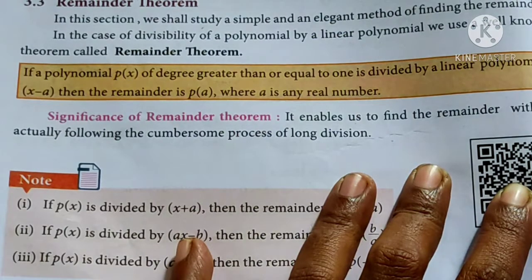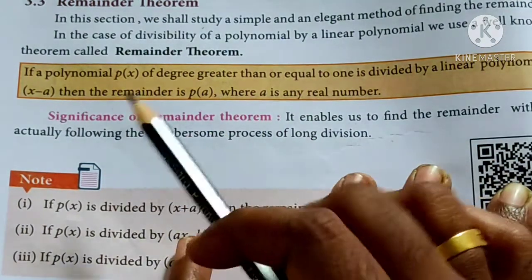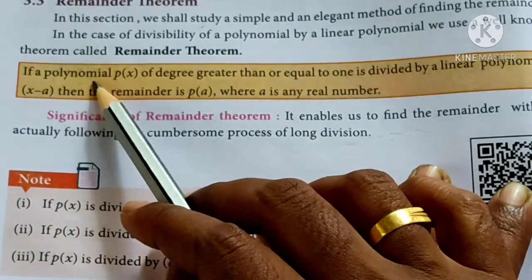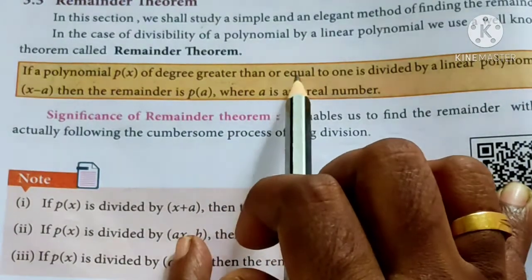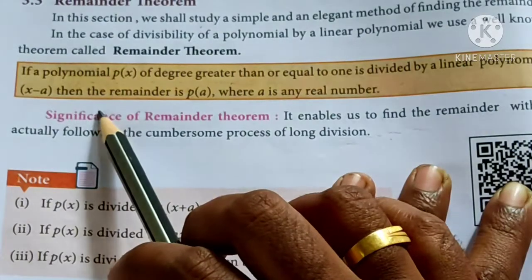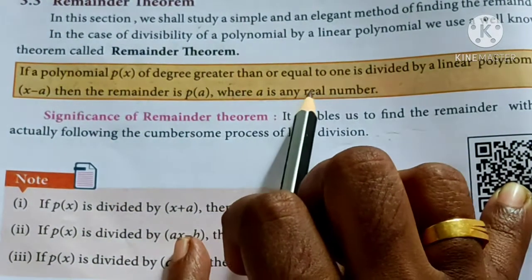Morning students, this class we are going to learn about the remainder theorem. Listen to the definition of the remainder theorem. If a polynomial p of x of degree greater than or equal to 1 is divided by a linear polynomial x minus a, then the remainder is p of a, where a is any real number.